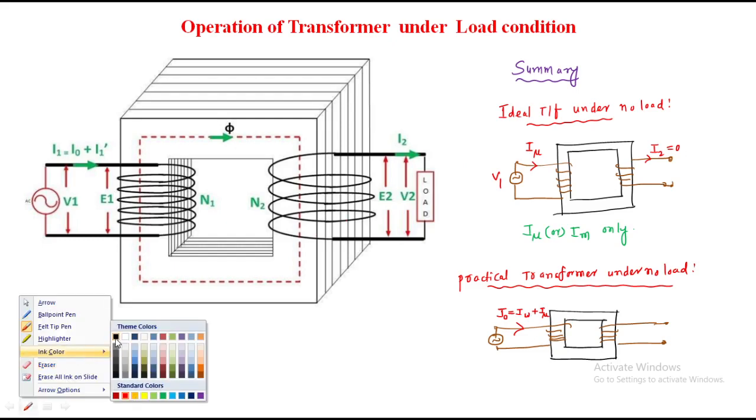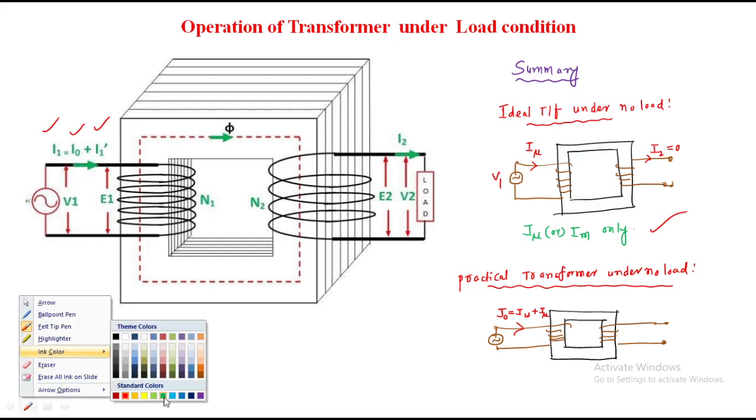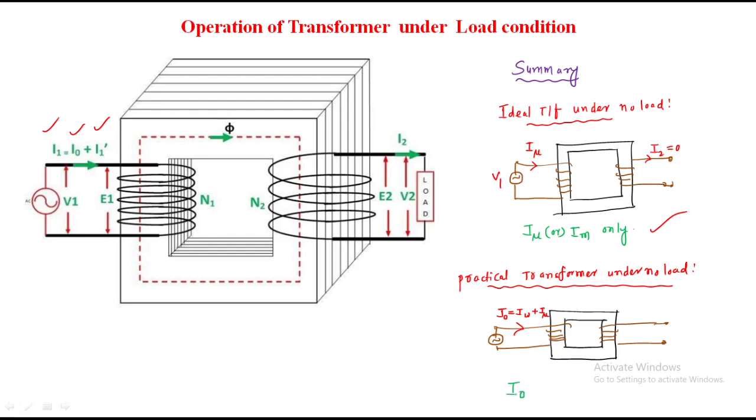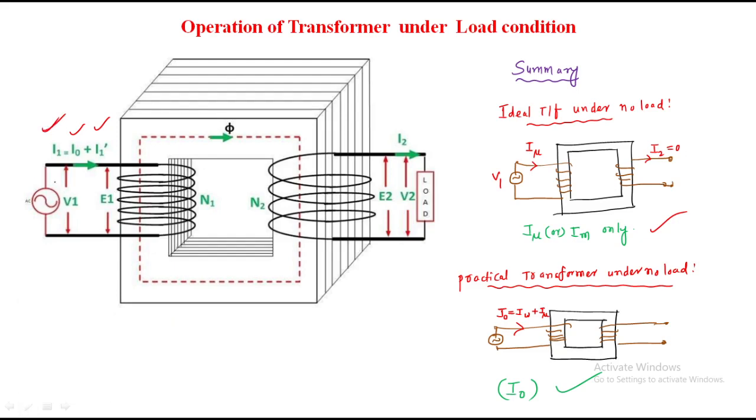Now coming to transformer under load condition, what is the current? I1 should be equal to I0 plus I1 dash. So for ideal transformer, it is only the magnetizing component of current. But coming to practical transformer under no load condition, we have I0. But coming to transformer under load condition, we have I1, which is the vector addition of I0, the no load component of current, and I1 dash. What is I1 dash? I will explain later.